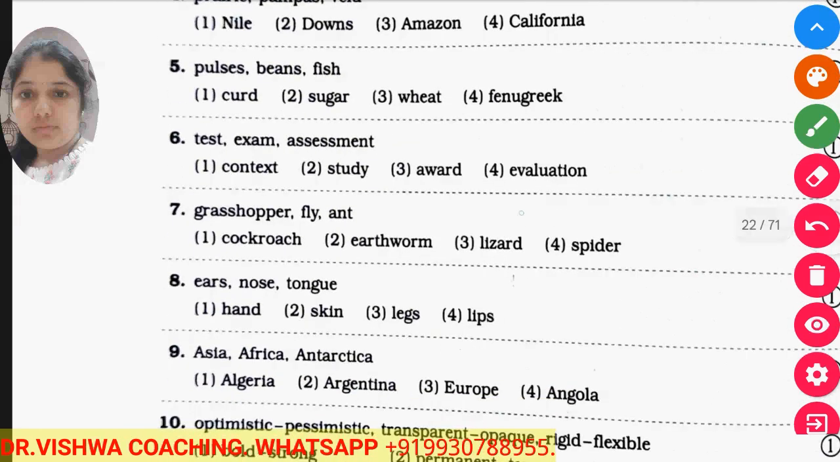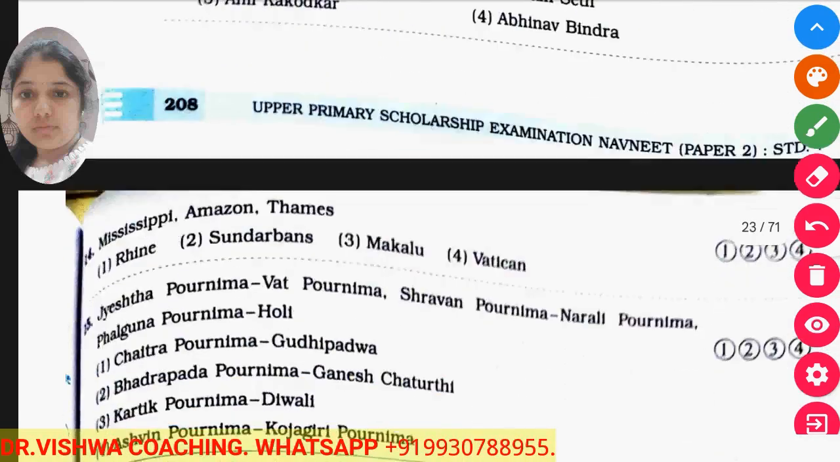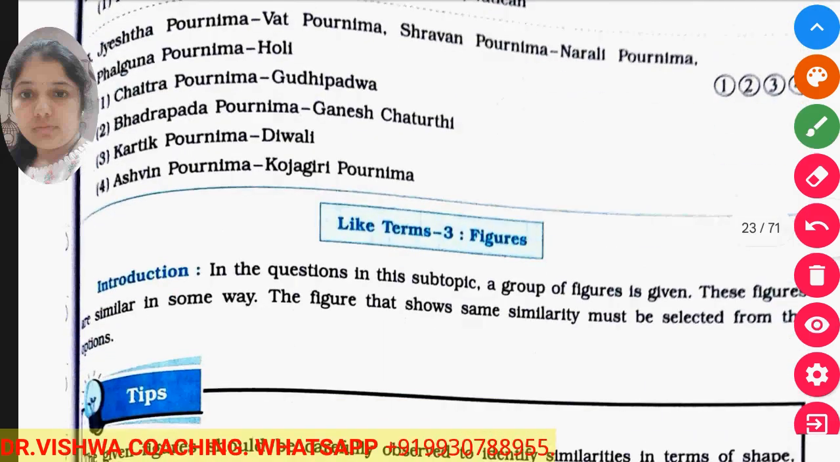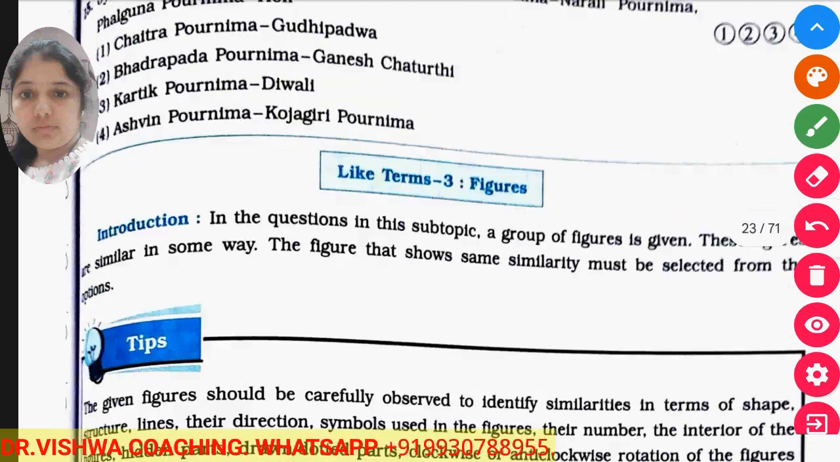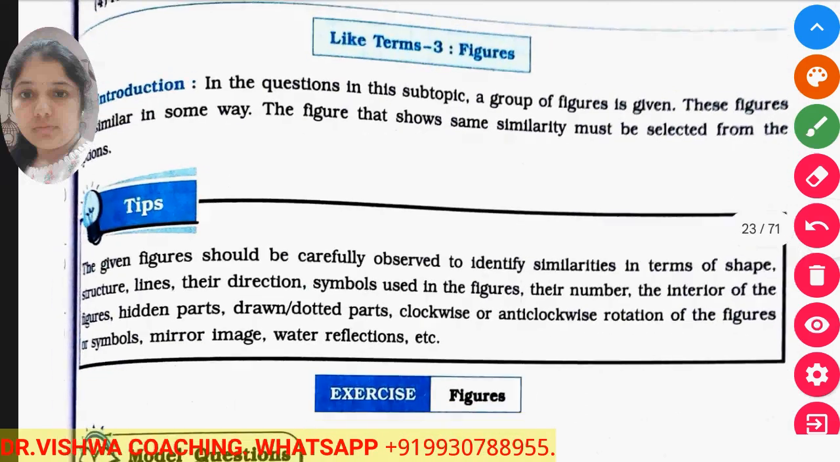Okay, now test, exam, assessment, all this is related to study. So study is the correct option. So I think you can crack all the remaining sums because it is very easy and enjoyable to solve. So you solve. I will take the next pattern.